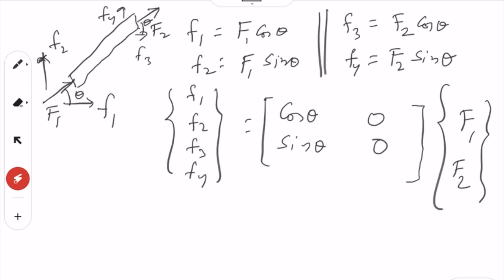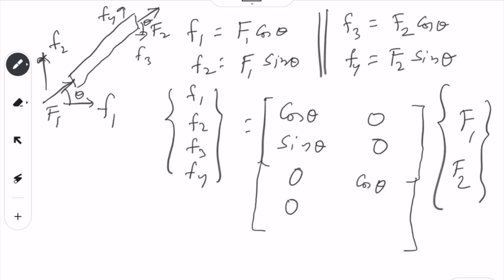Similarly, you have f3 from F2 cos theta, so it should be 0 here and cos theta here. Let's expand it like this. So you have 0, cos theta, then 0, sin theta, like this. So this is the relationship you have. You can also find out the inverse relationship, just to see how they are related.